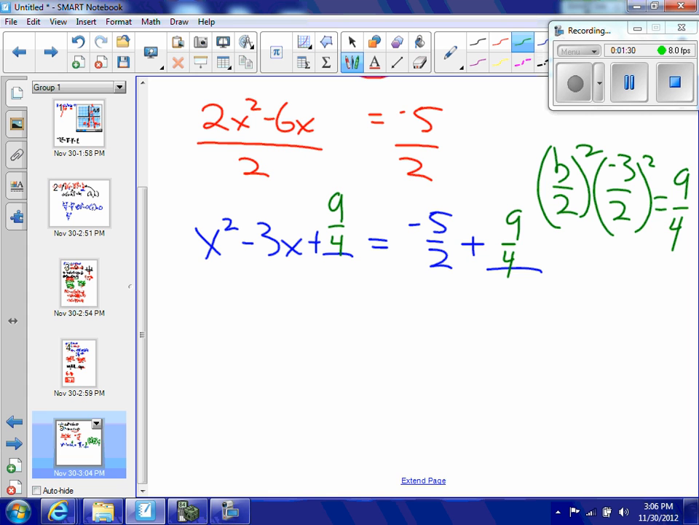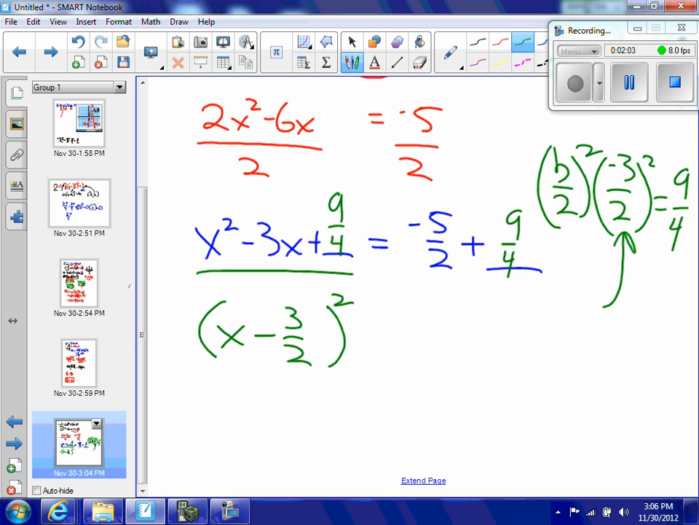Now I have enough to complete. Now I have a perfect square trinomial on this side, and that means I'm going to turn it into a binomial squared. I know since I had a coefficient of 1 for my x squared, there's going to be an x, and it's going to be x plus or minus something. I don't know what it's going to be, but it's always the number that you used to get the 9/4. So that's going to be x minus 3 halves.